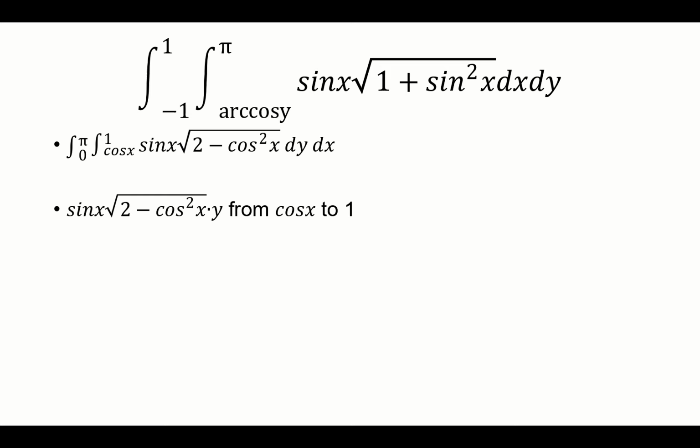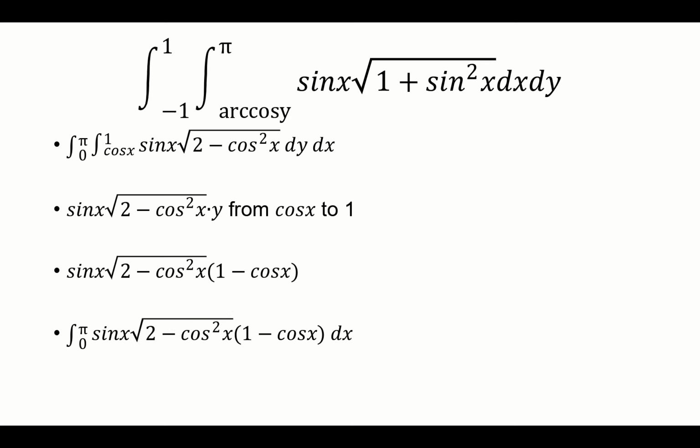And so integrating that, again, the inside is just a constant when you're integrating with respect to y. So we put a y, and then we're going from cosine x to 1. I kind of skipped a couple steps. You get that. And then you want to integrate this from 0 to pi. And this one requires u substitution.